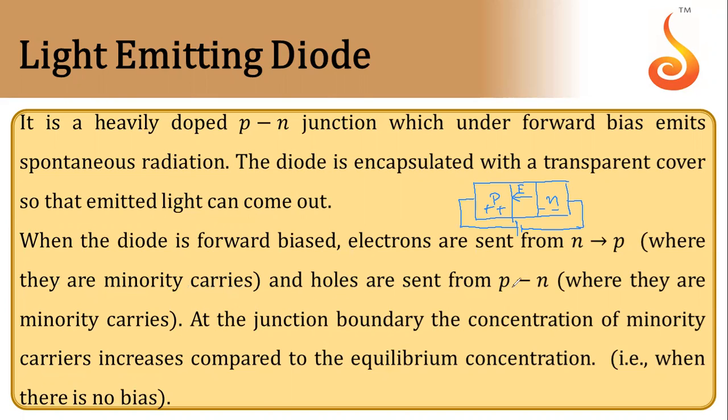Similarly, the holes will be sent from P to N. So if electrons are moving in this direction, holes will move in the opposite direction. So holes will move from P to N. In N, they are minority carriers. Now at the junction boundary, so there will be a junction here. At the junction boundary, the concentration of minority charge carriers increases compared to the equilibrium condition. Since now more electrons are moving, the concentration of minority charge carriers will increase.